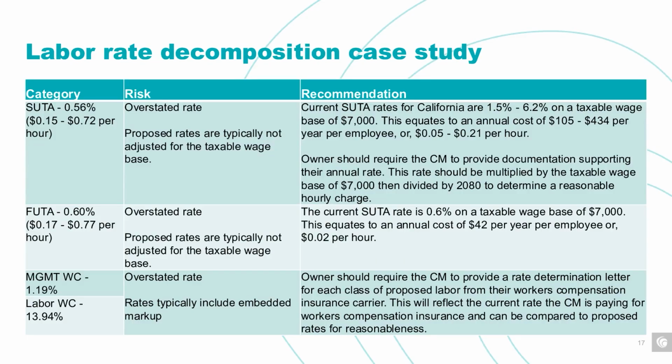Same thing for the federal unemployment tax. So the typical rate is 0.6% on a wage base of $7,000. So again, this equates to an annual cost of $42 per year per employee, or approximately 2 cents an hour. And again, we compare that against what this contractor had proposed, which was 17 cents to 77 cents per hour. And again, we've got a pretty significant variance here.